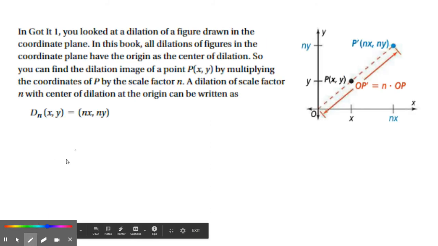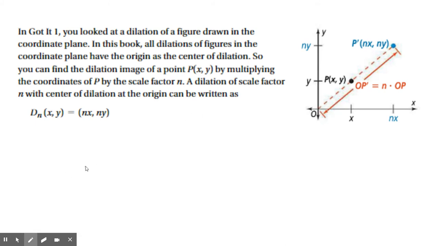All right, last but not least, what happens on the coordinate plane? Well, the coordinate plane is very, very easy, very simple, right? As long as you're doing a dilation about the origin, then a dilation of any point with a scale factor of n is just going to be the scale factor times the original x and the scale factor times the original y.